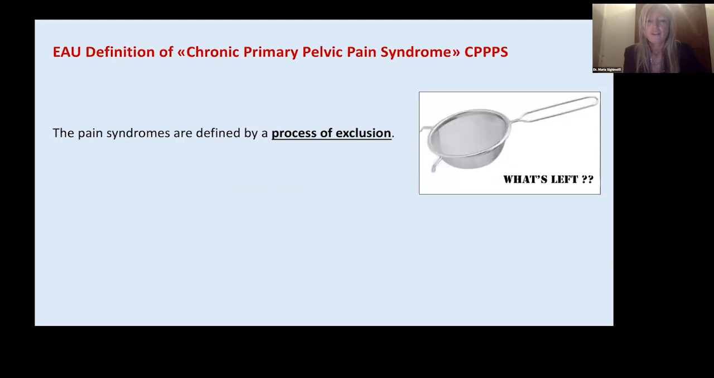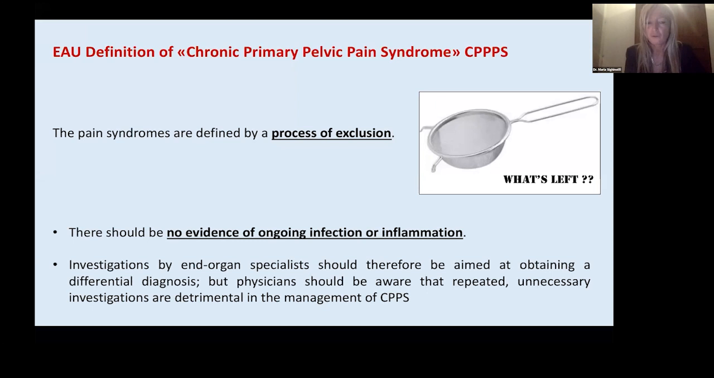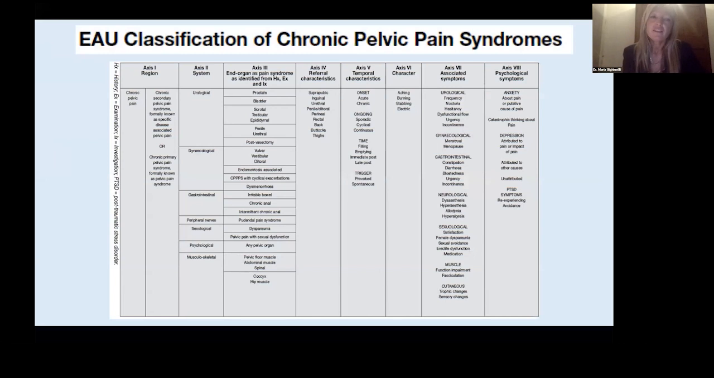The pain syndromes are defined by a process of exclusion. So we think about what we are searching for, what are we leaving, what's left in the complaints, in the diagnostic pathway of the patients. But finally, there should be no evidence of ongoing infection or inflammation. And investigation by end organ specialists should therefore be aimed at obtaining a differential diagnosis. But physicians finally should be aware that repeated and unnecessary investigation are detrimental for the patients and for the management of the disease. This is the EAU classification of chronic pelvic pain syndrome.